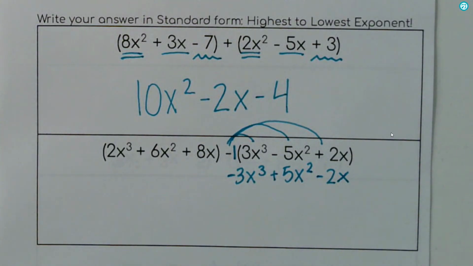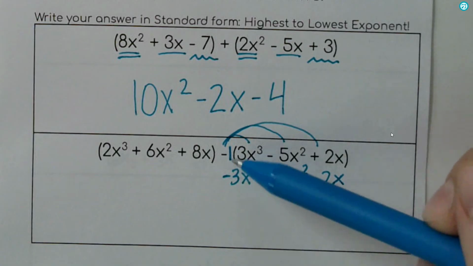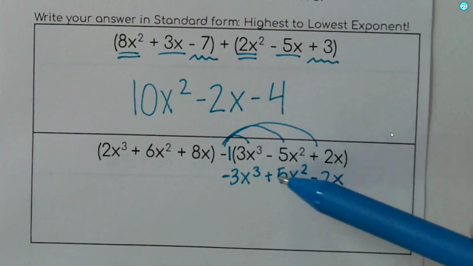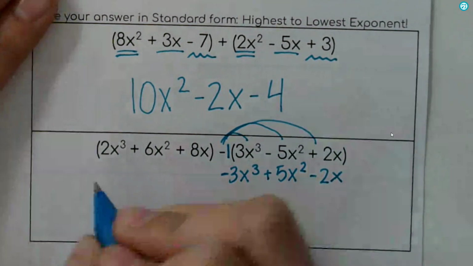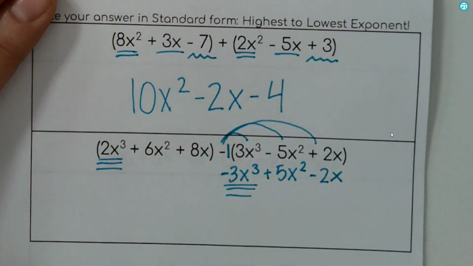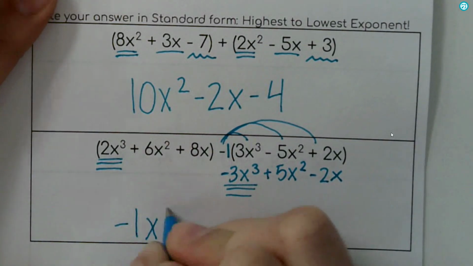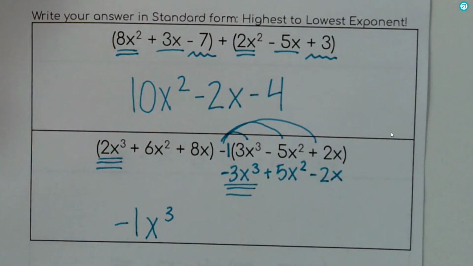Then you can just combine like terms. We're using the original first one and our new and improved second one. Essentially we switched all the signs. Positive is now negative, negative is now positive. So 2x cubed minus 3x cubed. What is 2 minus 3? Negative 1x cubed. You can write negative 1x cubed or just negative x cubed. Up to you.